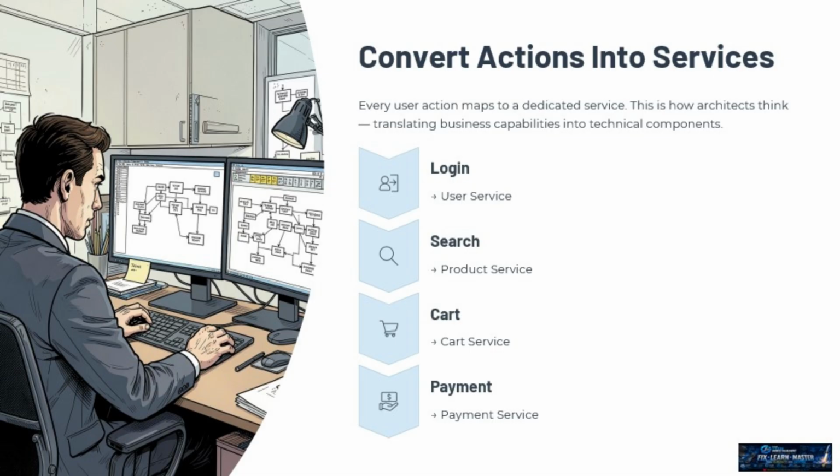Instead of building one giant application that does everything, we divide responsibilities into smaller focused components. This makes the system easier to maintain, easier to scale, and easier for teams to work on independently. Whenever you look at business requirements, start asking yourself, which service should own this capability? That's exactly how architects think.